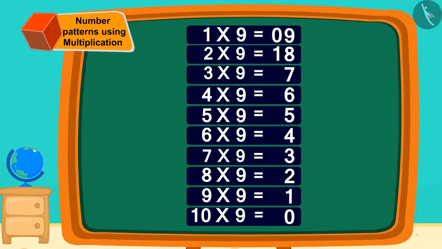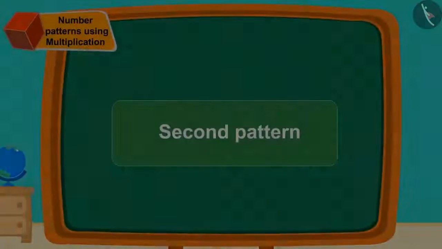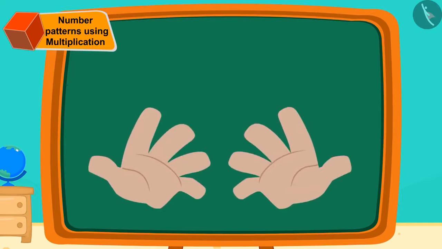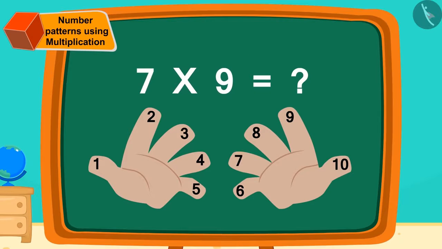Now, write a number like this from 0 to 9 next to these numbers. Isn't that easy? We can also easily do any multiplication of 9 on our fingers in another way. Suppose we have to do 7 times 9. We have to find the answer of 7 times 9 here. So we will bend our 7th finger in this way.